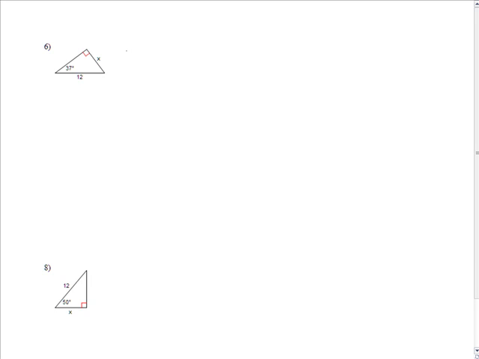Let's look at two more examples. First of all, let's decide, are we going to use the inverse trig functions like we did in the other examples, or are we going to use the regular trig functions? The information that they've given us is an angle and one side, and from that they want us to find the length of another side.